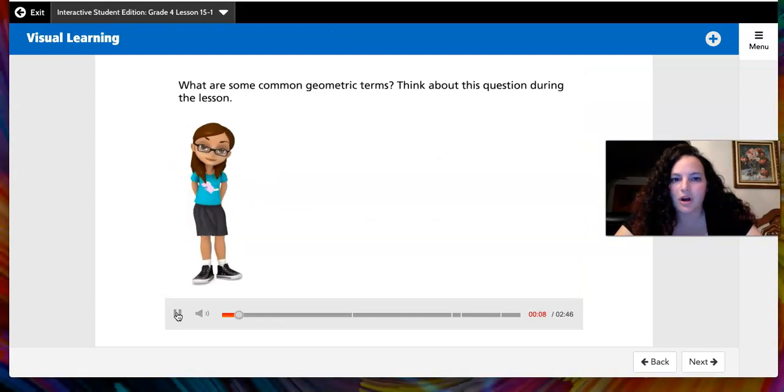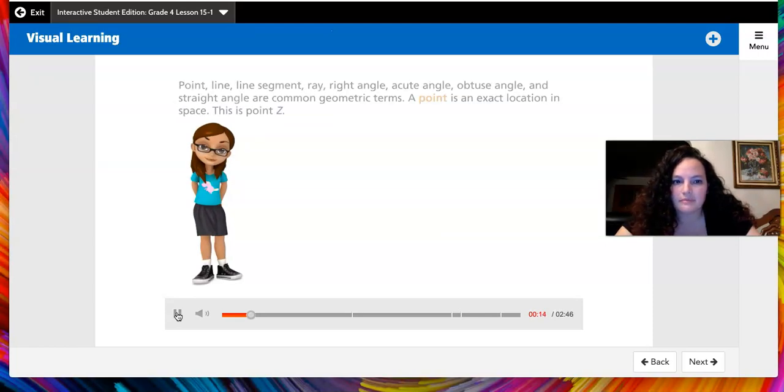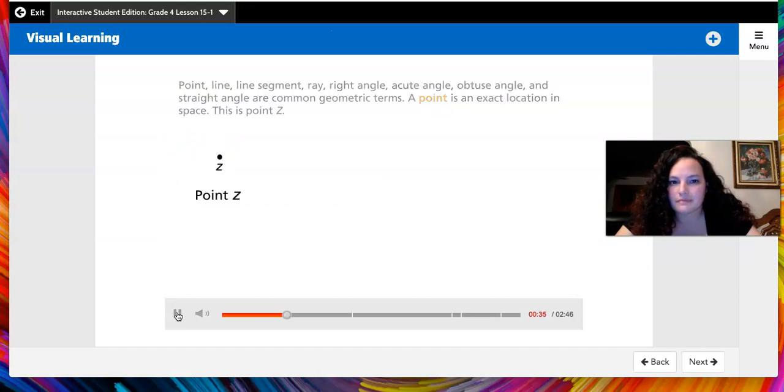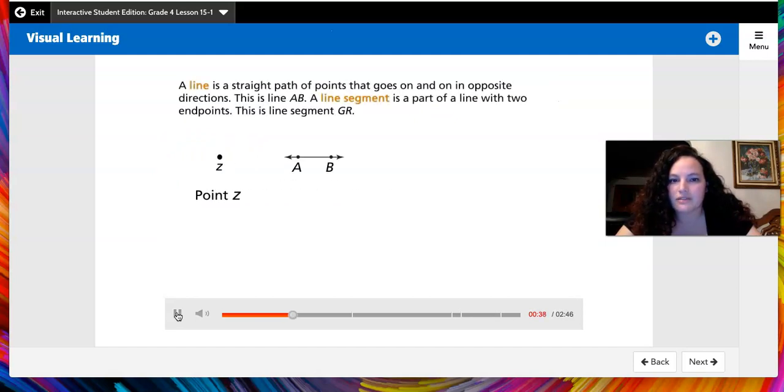What are some common geometric terms? Think about this question during the lesson. Point, line, line segment, ray, right angle, acute angle, obtuse angle, and straight angle are common geometric terms. A point is an exact location in space. This is point Z. A line is a straight path of points that goes on and on in opposite directions. This is line AB. A line segment is a part of a line with two endpoints. This is line segment GR.